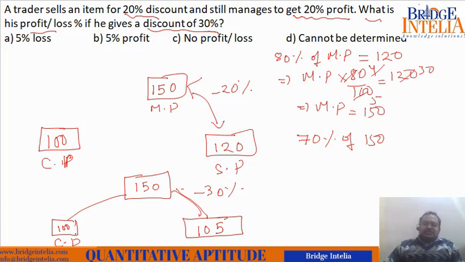So still he would get profit because he is buying at 100, selling at 105. So still there is profit. What is the profit percentage? Profit of 5, investment of 100. So profit 5 is what percentage of 100? Answer is 5%.